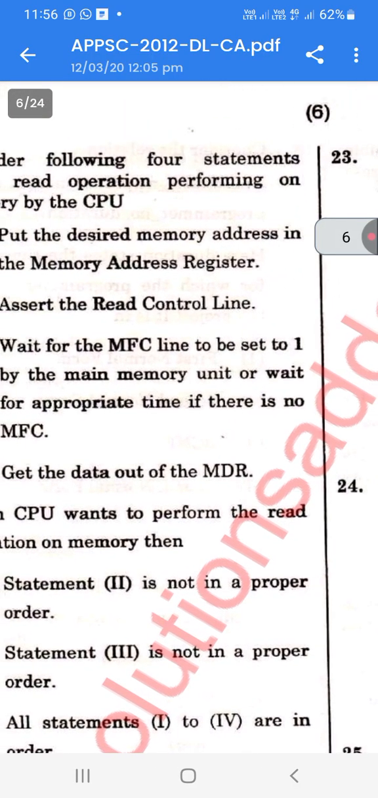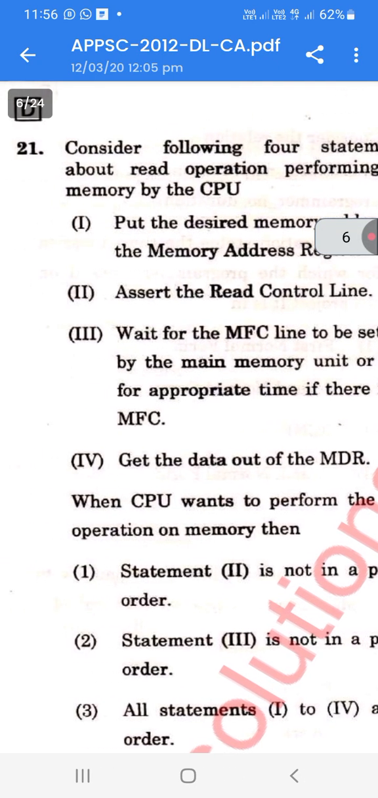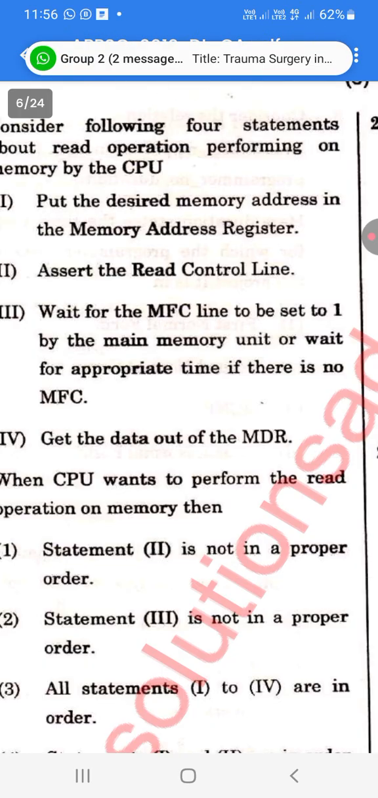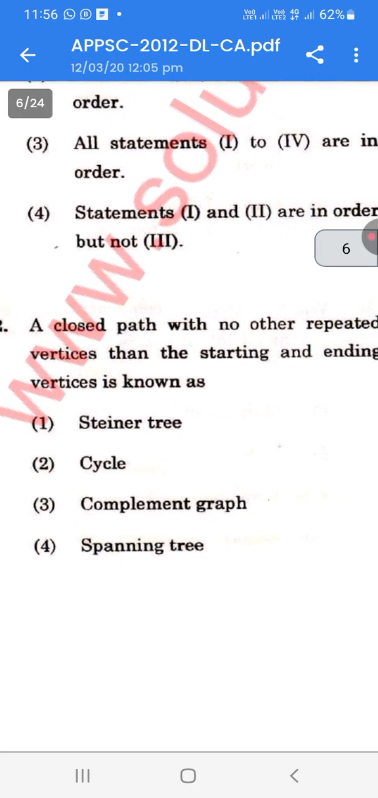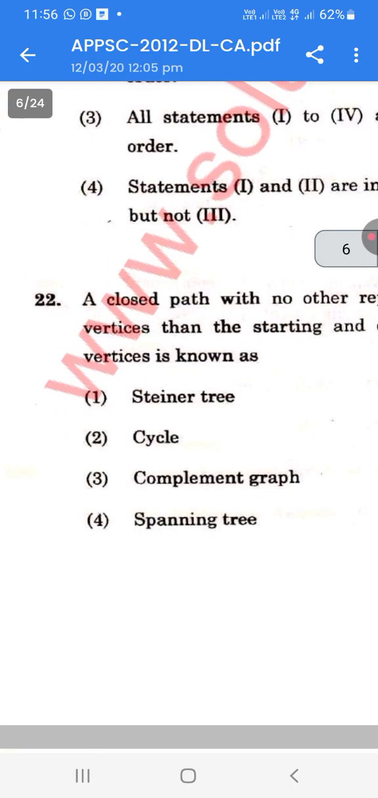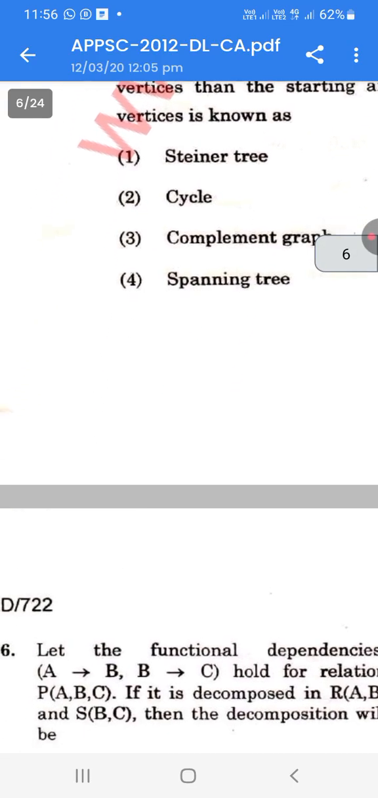Put the desired memory address in the memory address register, assert the read control line, wait for the MFC line to be set to 1 by the main memory unit, or wait for the appropriate time if there is no MFC, get the data out of MDR. These are all in order. 22. A closed path with no other repeated vertices than the starting and ending vertices is known as cycle.